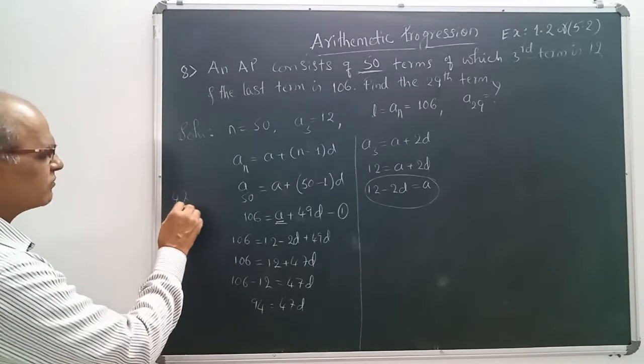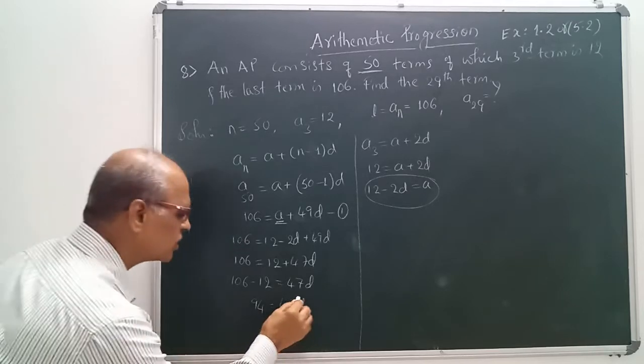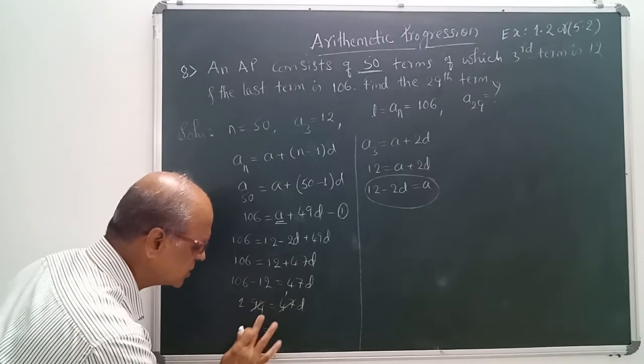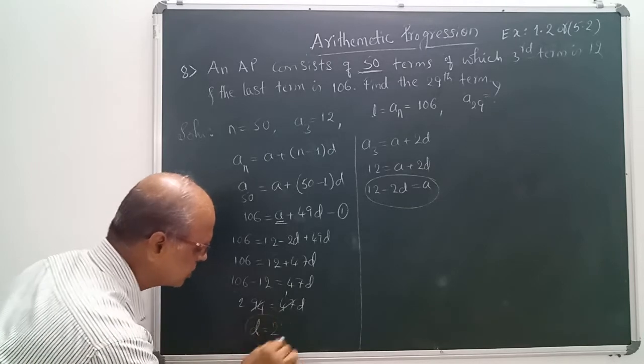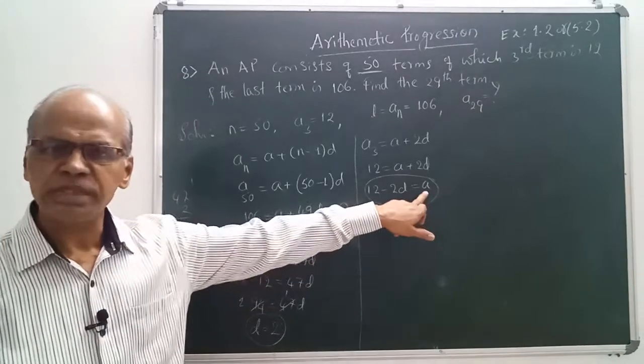Okay. 47 into 2 is 94. Right? So here 47 twos are 94. That means your D value is 2. You got the D value. Put this D value here, then find what is A.